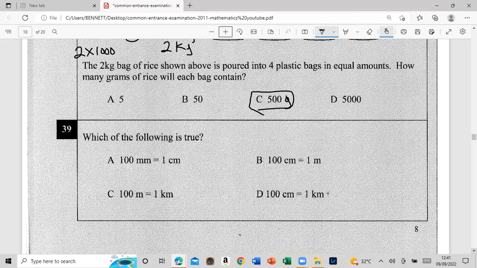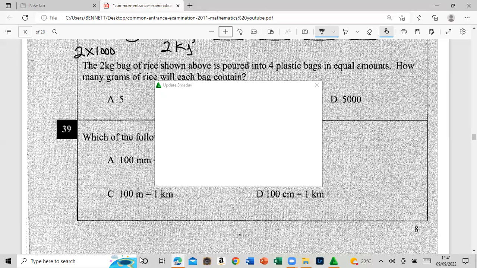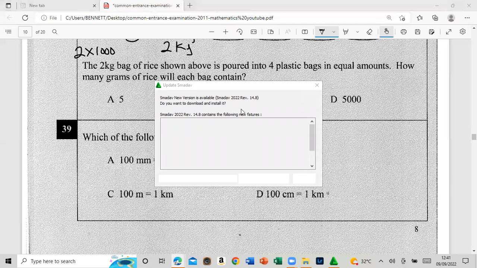Alright, 39, which of the following is true? 100 millimeter equal 1 centimeter. That is not true. It takes 10 millimeter to make 1 centimeter. Alright, let's look at C. 100 meter. How is it? So we both normally run, right? 100 meter. Nobody could get this wrong.